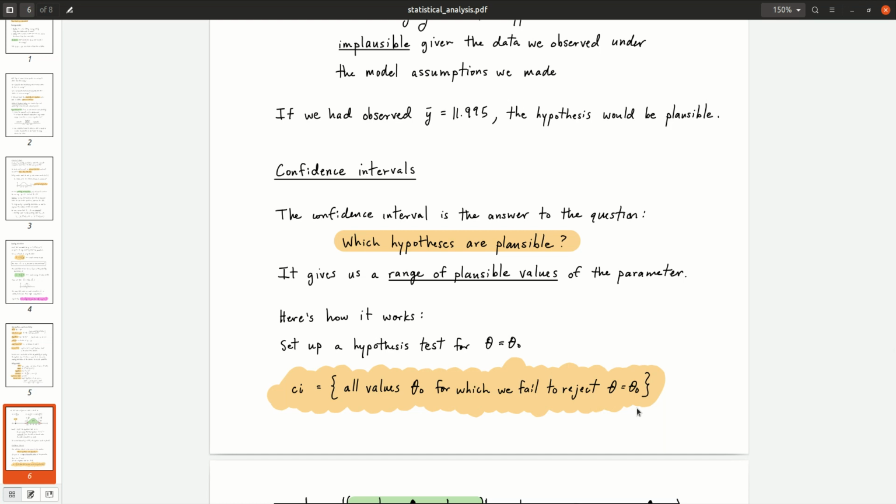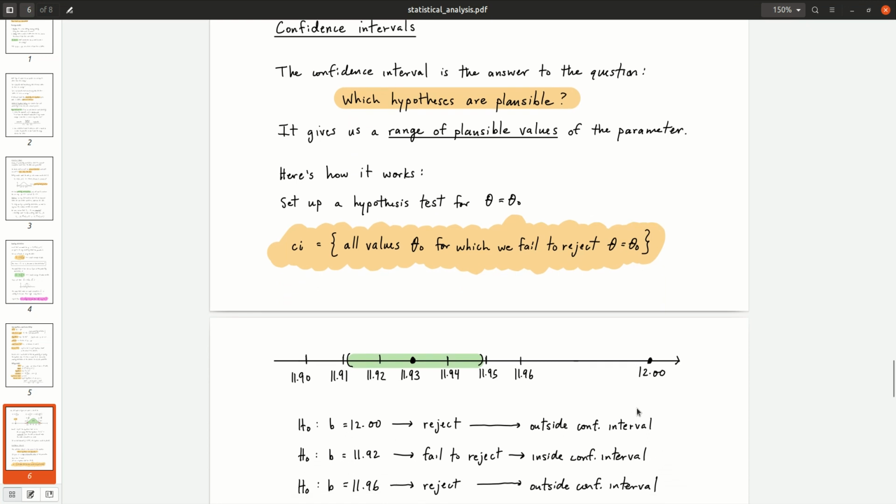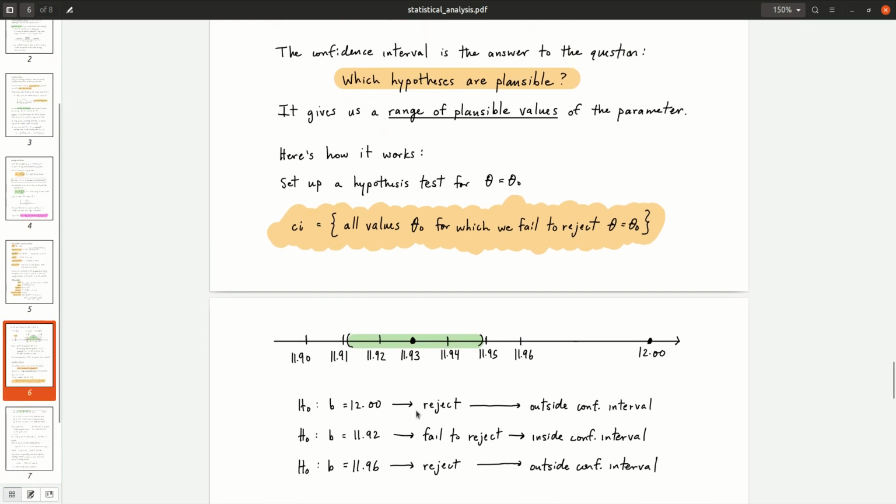So one way to think about a confidence interval, it's just the result of a bunch of hypothesis tests, and you collect the values of the parameter for which you fail to reject the hypothesis. So in a picture, it's going to look like this. So we got 11.93 for our sample average. And above, we did this hypothesis, b equals 12.0. We got a rejection. And so the result is that this value, 12.00, is outside of the confidence interval. So it's over here. It's not in this green region, which is our confidence interval.